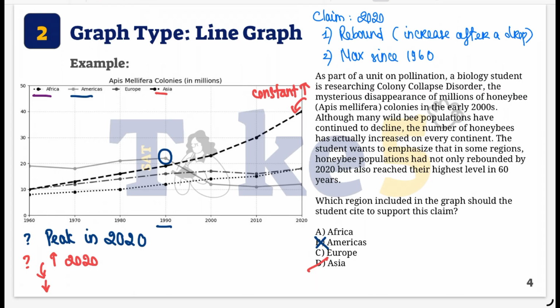Africa, it's also a gradual increase in the 60-year period with no clear sign of fluctuation to fit the rebound description. Only Europe demonstrates this. From 2000 to 2010, the line shows a decrease and then recovers from 2010 to 2020. So Europe has to be the right answer.